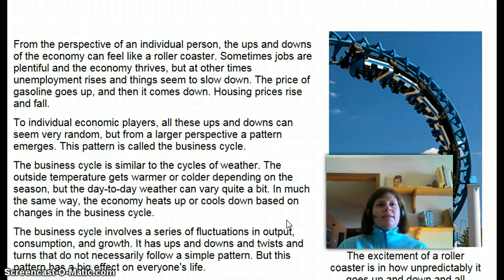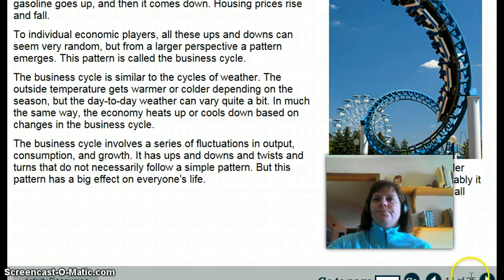The business cycle is similar to the cycles of weather. The outside temperature gets warmer or colder depending on the season, but the day-to-day weather can vary quite a bit. In much the same way, the economy heats up or cools down based on changes in the business cycle. The business cycle involves a series of fluctuations in output, consumption, and growth. It has ups and downs and twists and turns that do not necessarily follow a simple pattern, but this pattern has a big effect on everyone's life.